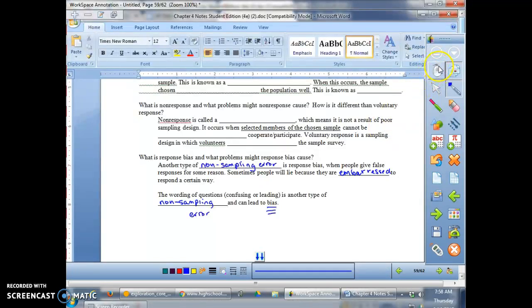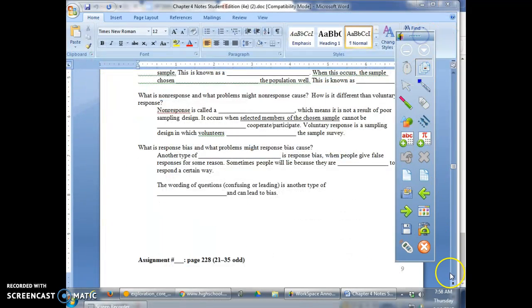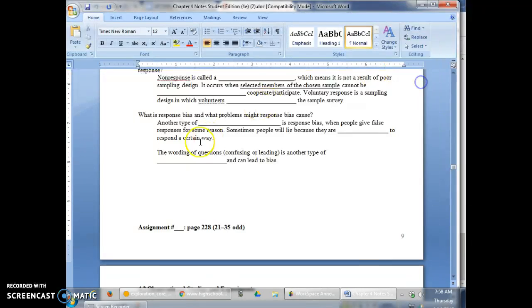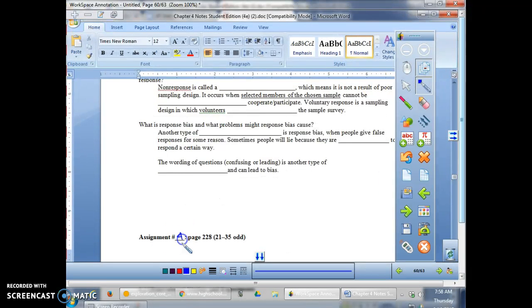Okay, we're going to finish off today with assignment 4. And hopefully you have a little bit of time to work on it in class, ask questions, and finish it up tonight for homework.